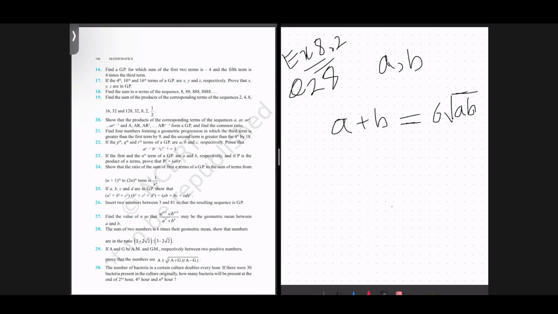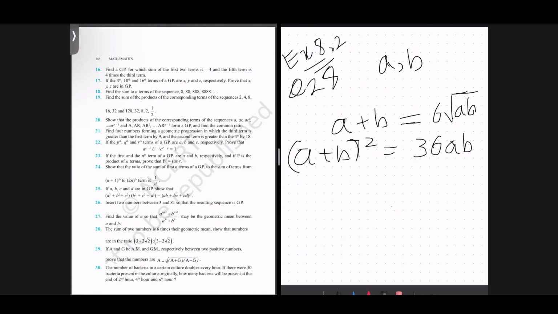So from this equation, we know that a plus b equals 6 root ab, correct? Now, when this is equal to this, you can say that a plus b whole square is equal to 36ab, correct? I've done nothing but square both sides.